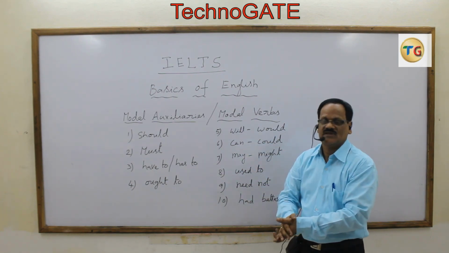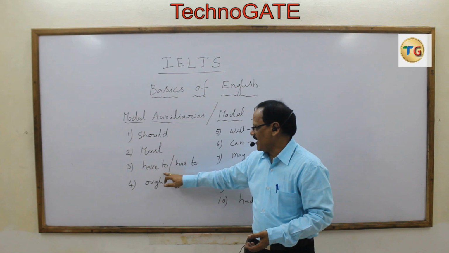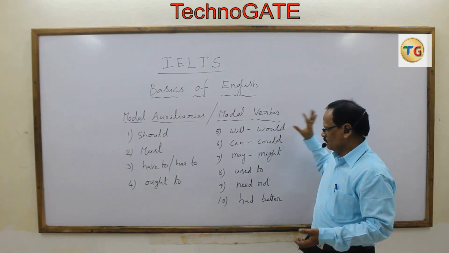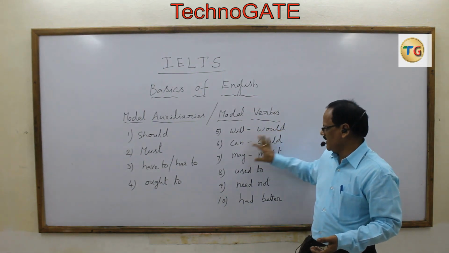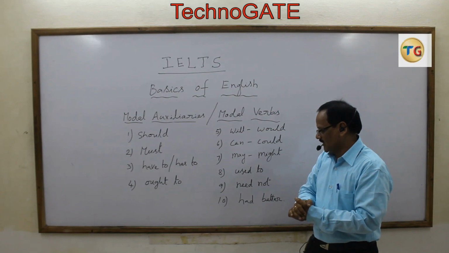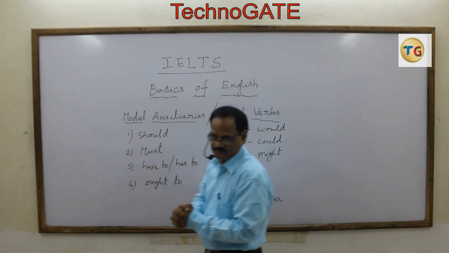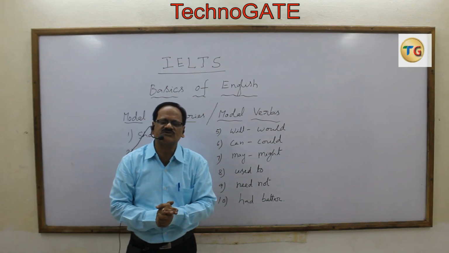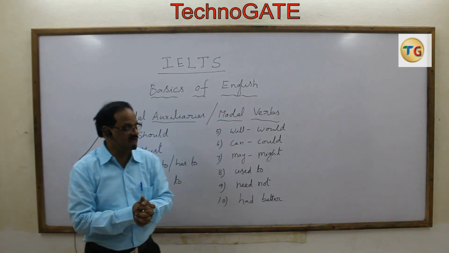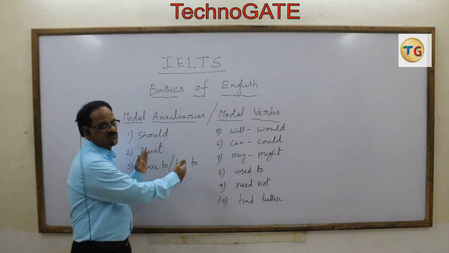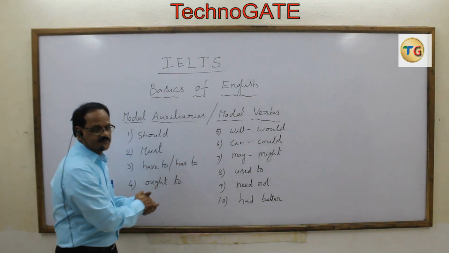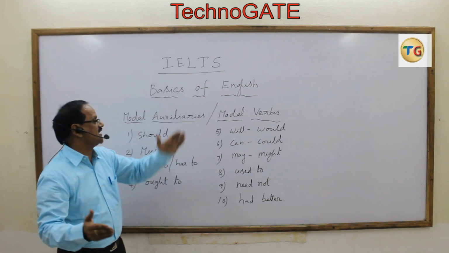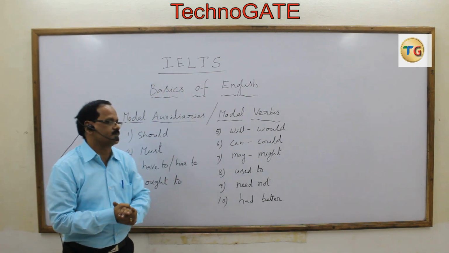This is the list. Should, must, have to, has to, ought to, will, would, can, could, may, might, used to, need not, and had better. There are some other one or two which are extra, which are not used in common colloquial language or even in professional language. These modal verbs are more than sufficient for our English, even to face our IELTS exam also.